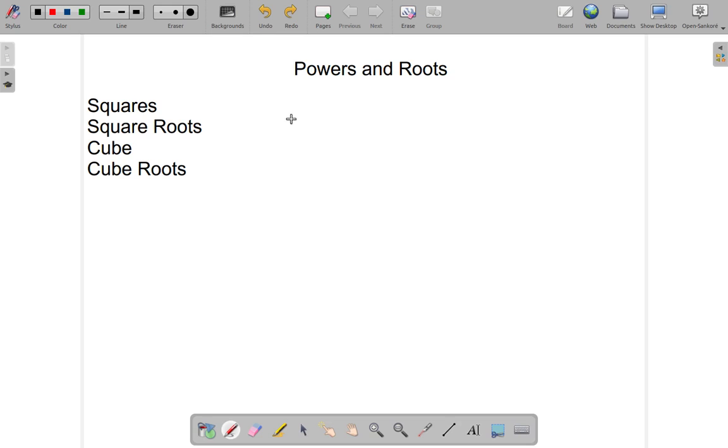Here, if you find the square root, let's say the square root of negative 4, what will happen? If you try to use your calculator to do it, you get an error message. Why? Here, you may say, what's the square root of negative 4? Is it negative 2?